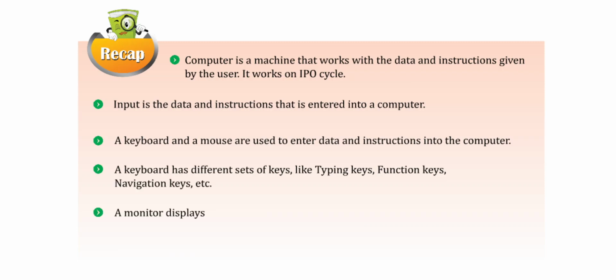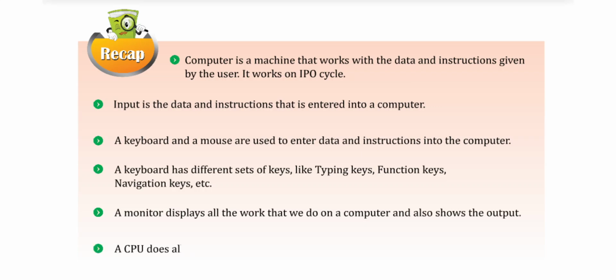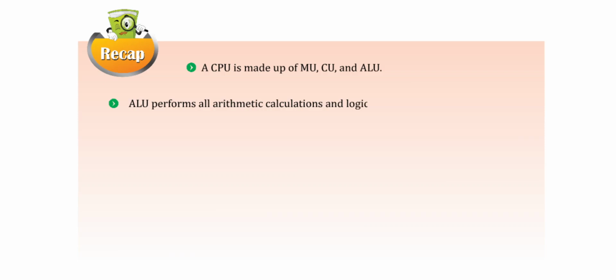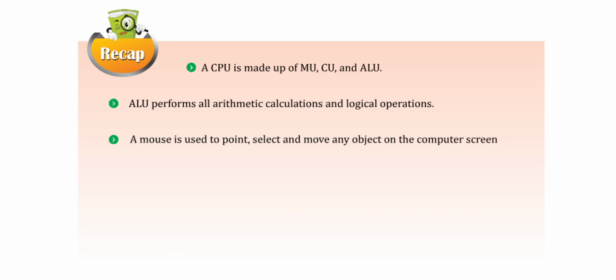A monitor displays all the work that we do on a computer and also shows the output. A CPU does all calculations and displays the result on the monitor. A CPU is made up of MU, CU and ALU. ALU performs all arithmetic calculations and logical operations. A mouse is used to point, select and move any object on the computer screen. The output printed on a paper using printer is called hard copy.